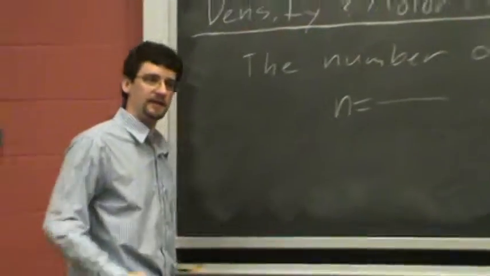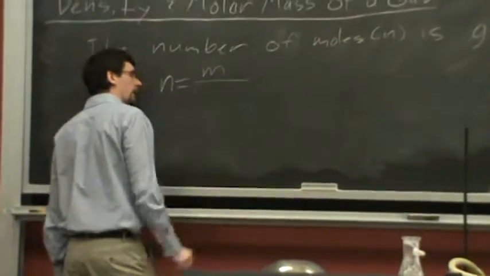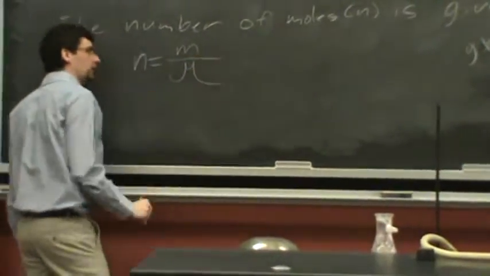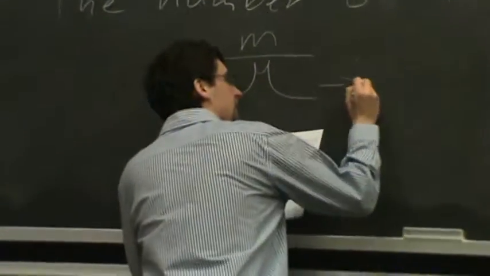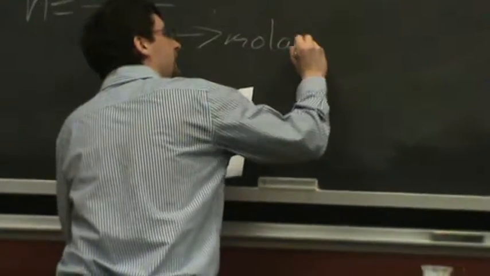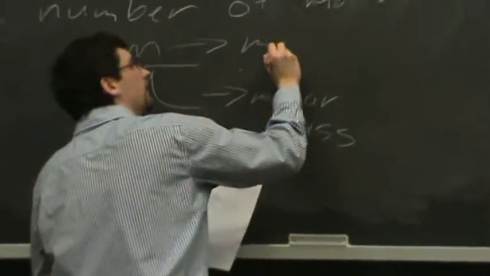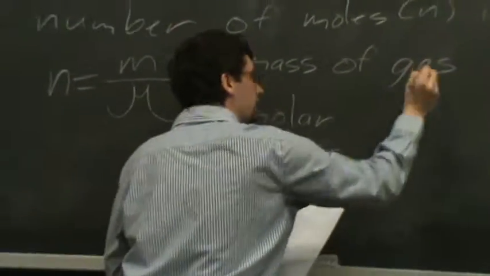What we can say then is have a generic equation where we have our mass, and it's going to be divided by our molecular weight. That's a fancy M. So this will be our molar mass, and this is going to be the mass of our gas.